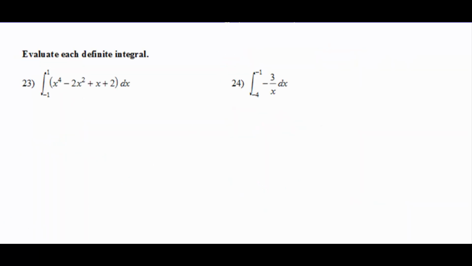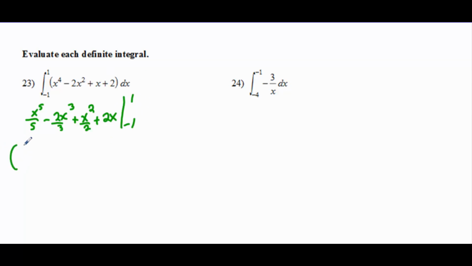Now let's switch back to some more definite integrals. So good thing I found my calculator for 23 because this one's going to be a bit of a doozy. We're doing x to the 5th over 5 minus 2x cubed over 3 plus x squared over 2 plus 2x. Make sure you remember that the integral of a number, you have to put an x with it. We're going to plug in 1 and negative 1.